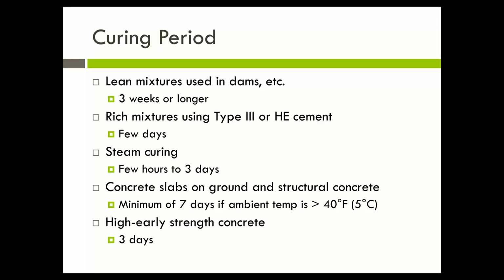So let's take a look, see how I did. Lean mixes, being concrete mixtures that have very little cement in them, you may need several weeks. Rich mixtures, a few days. If you're in a plant, you can steam cure and get the 28-day strength in 12 hours under steam. Slabs on ground, it's structural concrete, minimum of 7 days, but if you use high early strength concrete, it may only be 3.